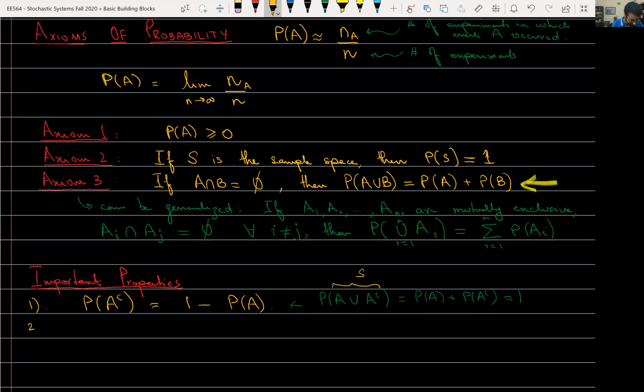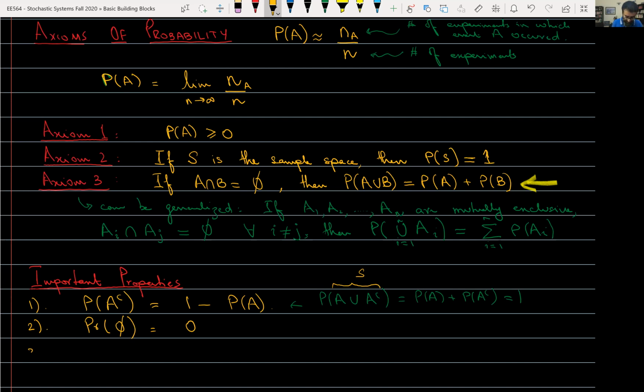Another property that you can derive is that the probability of phi is going to be equal to 0. Okay, property 1 से निकल जाती है, right? Because phi is a complement of what? The entire sample space. Good. Which is the entire universe, right? So remember, the sample space is the entire universe as far as your experiment is concerned.